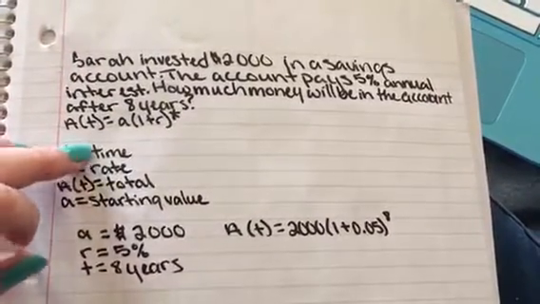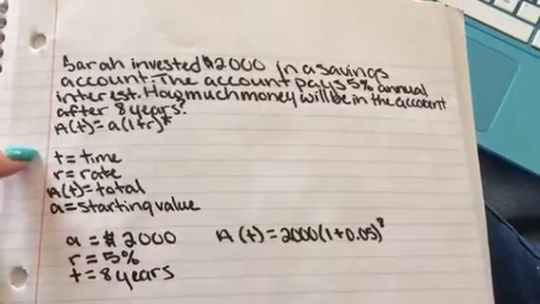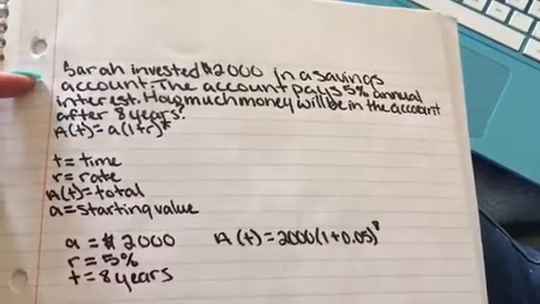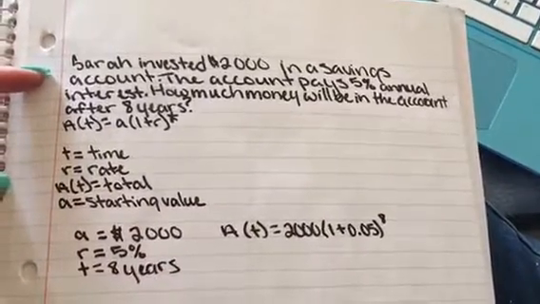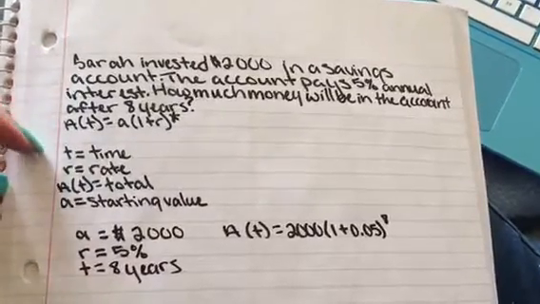Okay, so our goal is to write an exponential growth function in the format of A of t is equal to a times 1 plus r to the t. And our example problem is Sarah invested $2,000 in a savings account. The account pays 5% annual interest. How much money will be in the account after 8 years?